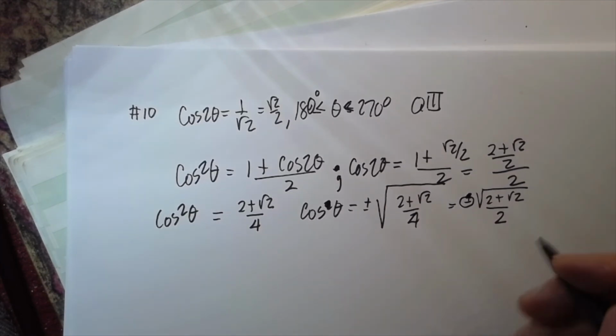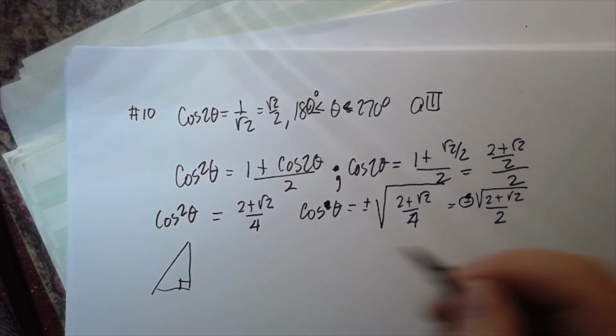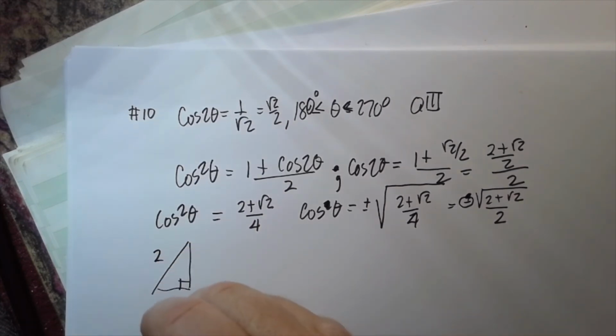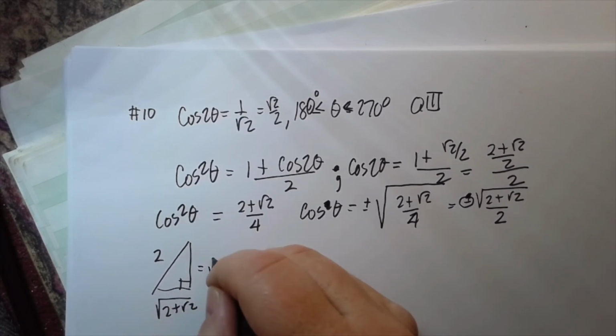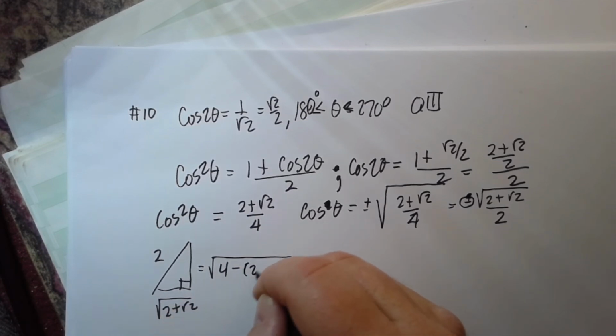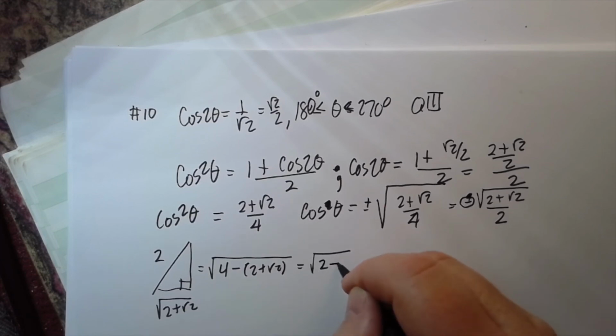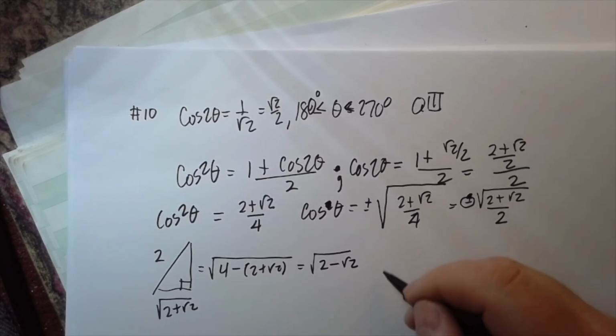Alright, now once we know that, we can go back to the SOHCAHTOA stuff, and we know that the hypotenuse is 2, and this side is square root of 2 plus square root of 2. So this side would be square root of 2 squared minus this thing squared, which is 2 plus square root of 2, which simplifies to 2 minus square root of 2. Now we can just find everything.